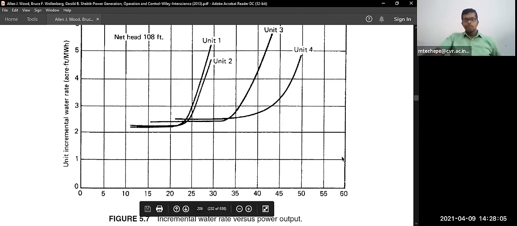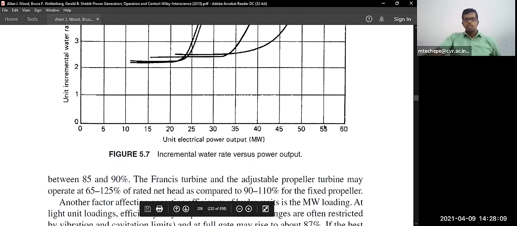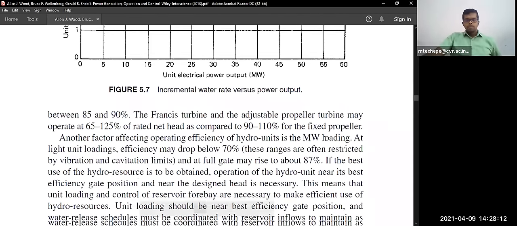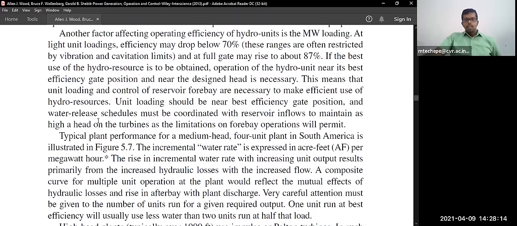So this is the incremental water rate characteristics. Next, I think you studied all this, so I'm skipping this fully. Why? Because you studied all this in Power System 1 itself.